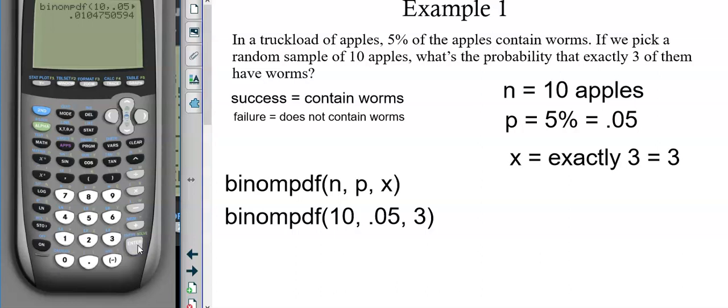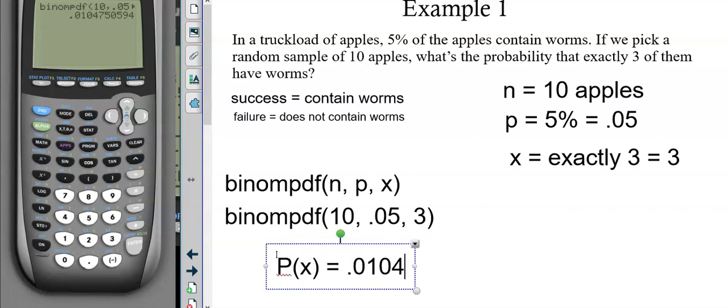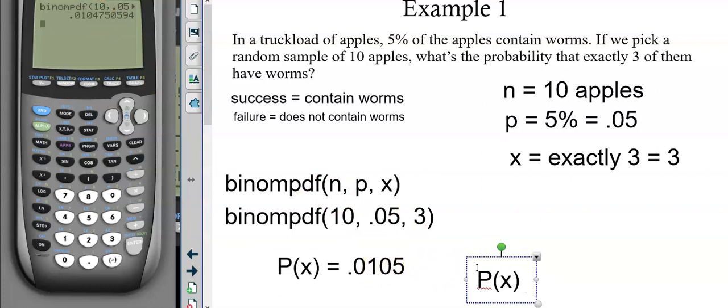And look at that. We get a probability of 0.0105. Sorry, I misread it earlier. Remember, this 7 right here takes that 4 up to 5. So that's our probability, and that's going to change to a percent. Remember, if you're changing from decimal to percent, we move it to the right 2 places. So we move it over 1, 2. So we have 1.05%.